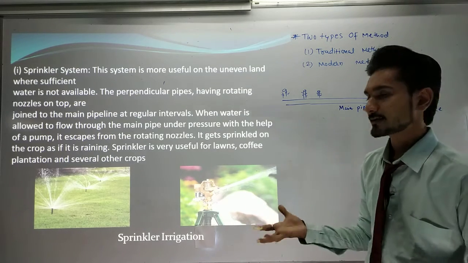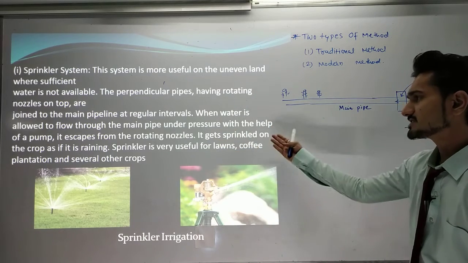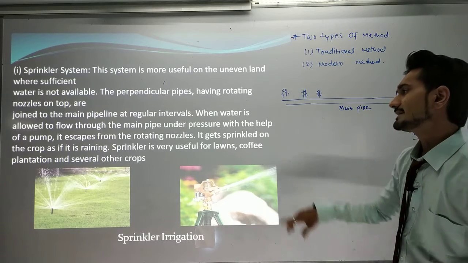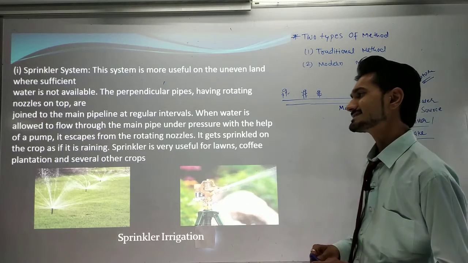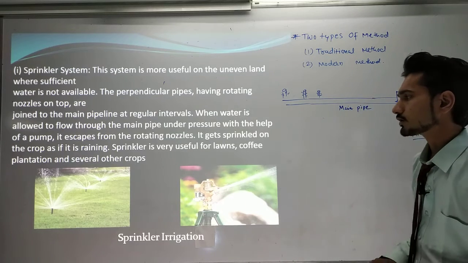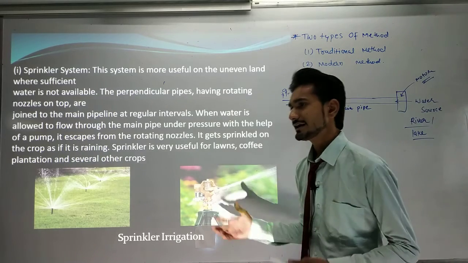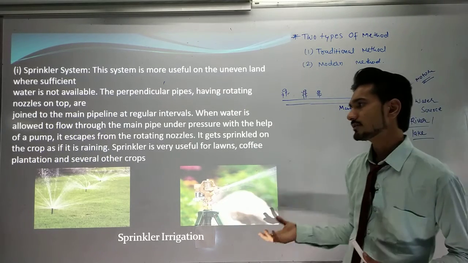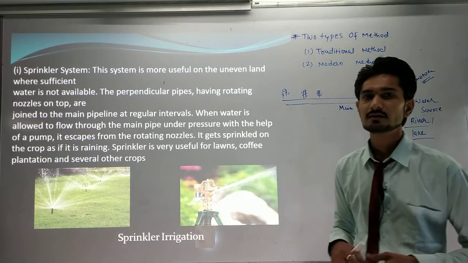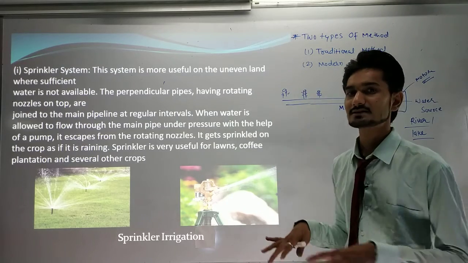Sprinkle means spreading. When water is allowed to flow through the main pipe under pressure with the help of a pump, it escapes from the rotating nozzles. It gets sprinkled on the crops as if it is raining. The sprinkler is very useful for lawns, coffee plantations, and several other crops. For smaller plants like coffee plants and lawns, we can use this system, and it will distribute water to each and every plant present there.